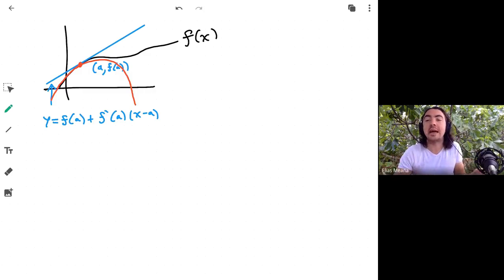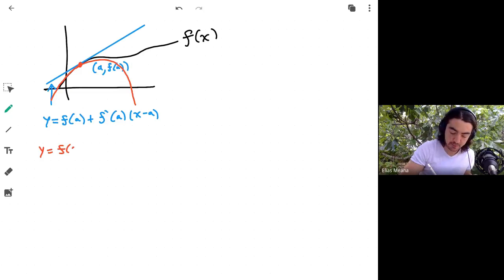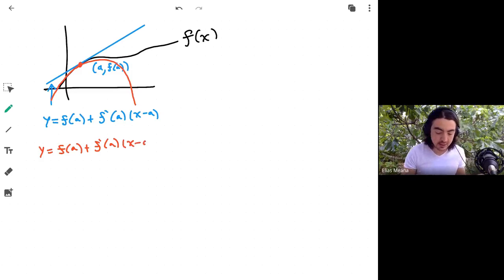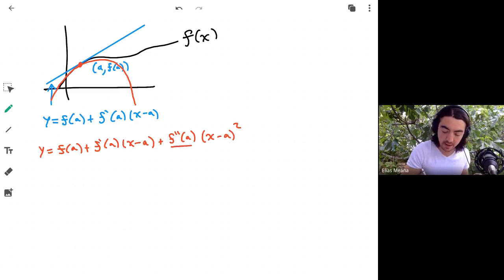And we also wanted the second derivative to be the same, right? And so we came up with an equation that was f of a plus f prime of a times x minus a. So it's exactly the same as the tangent line, but we've got this other term here, f double prime of a times x minus a squared, and then we divided it by 2.